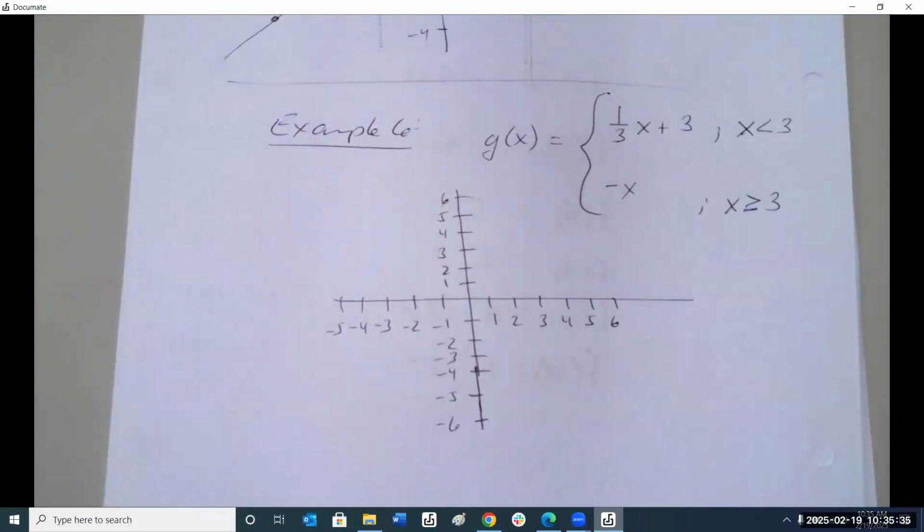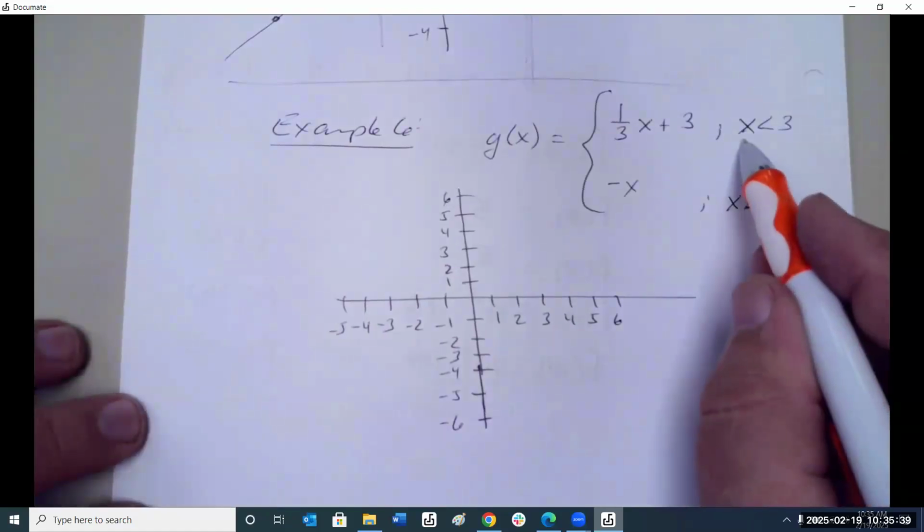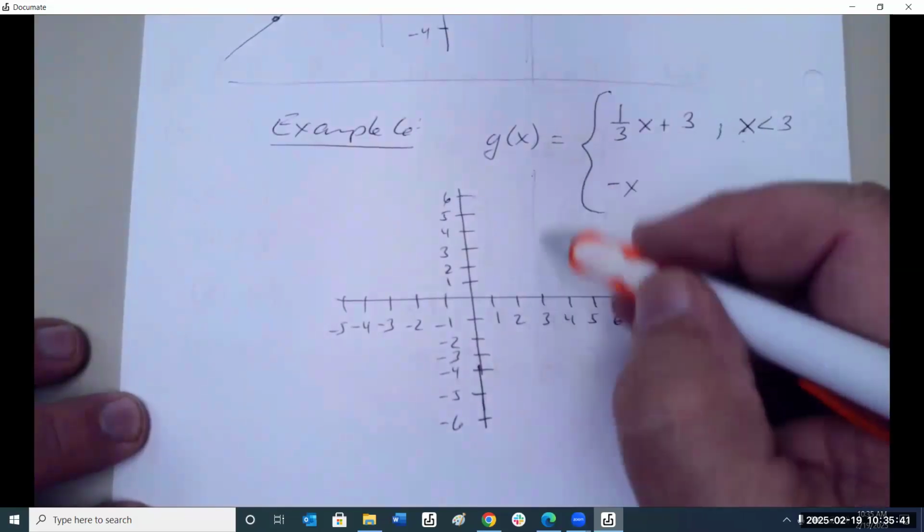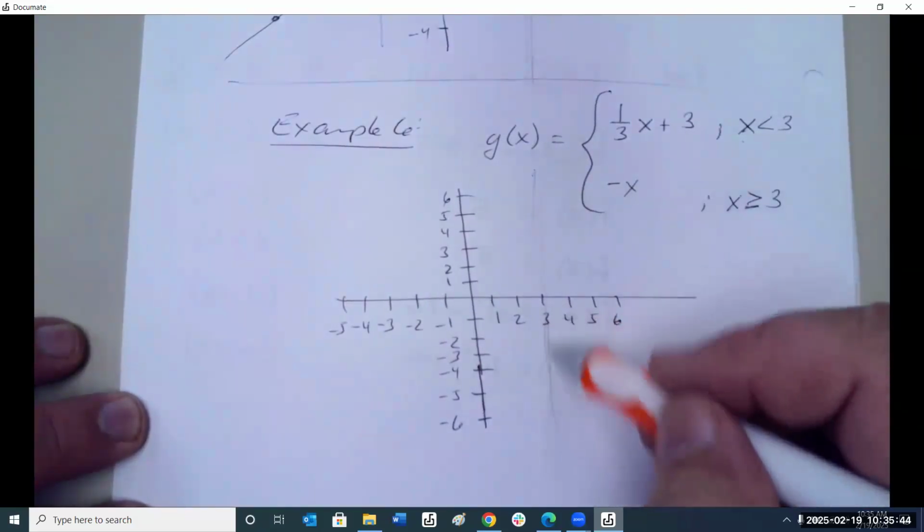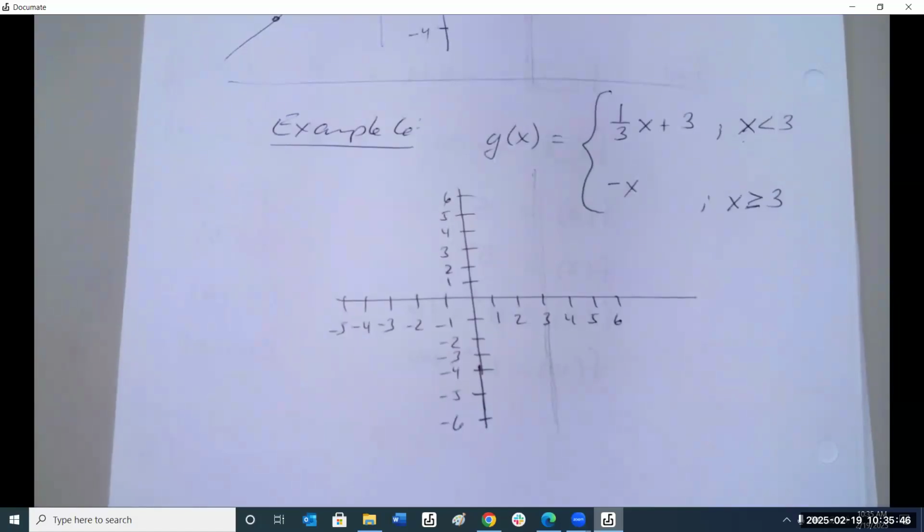So looking at this, how many pieces of the graph do we have? The first one goes all the way up to 3 from negative infinity, and then the second goes from 3. So we have 2 parts. Always start off at the overlapping point.